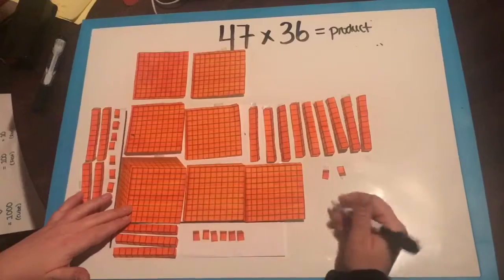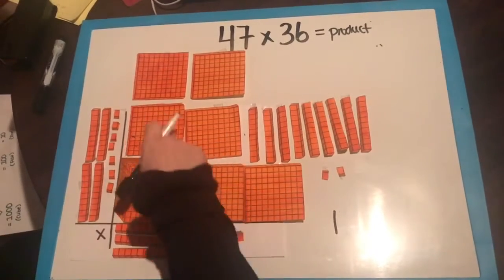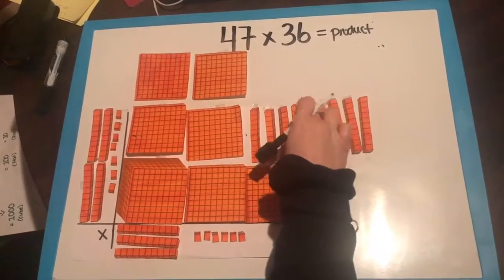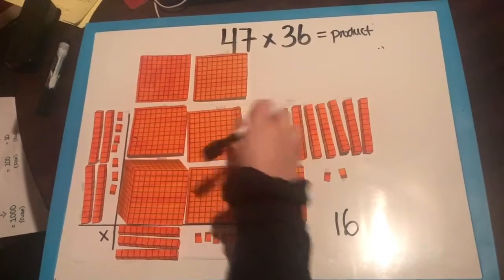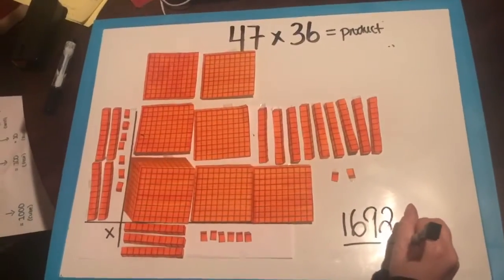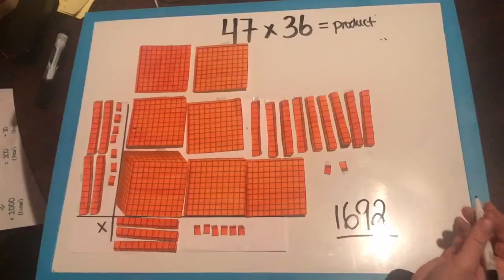So starting off, we have 1,000 and 6 hundreds, 10, 20, 30, 40, 50, 60, 70, 80, 90, and tens, and 2 ones. So our answer is 1,692.